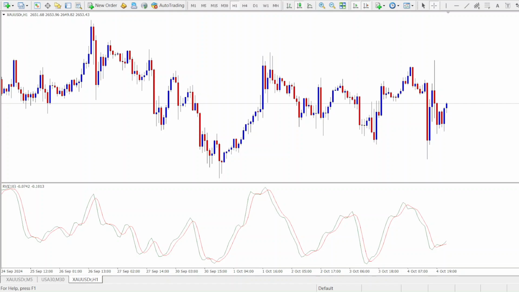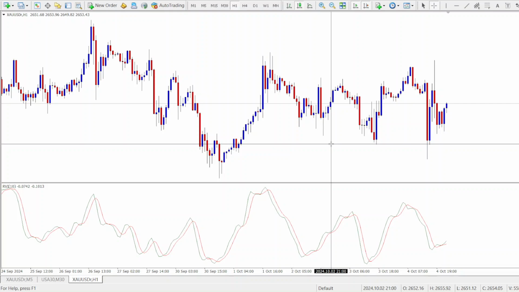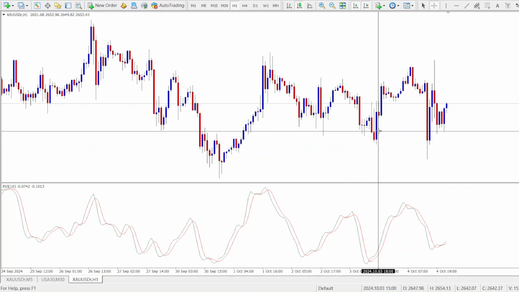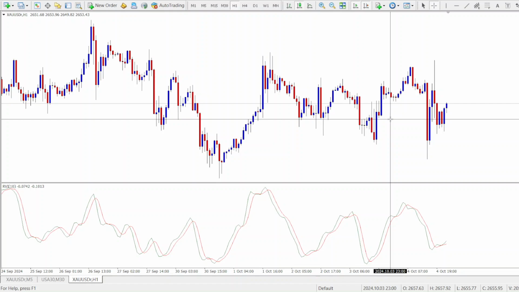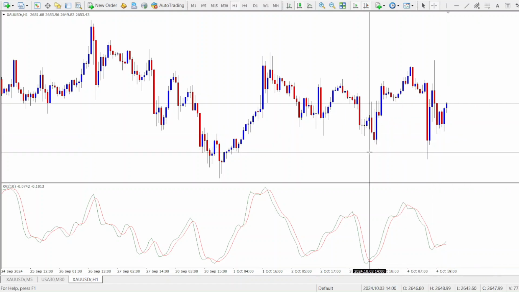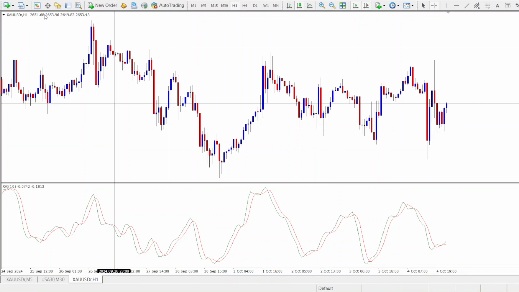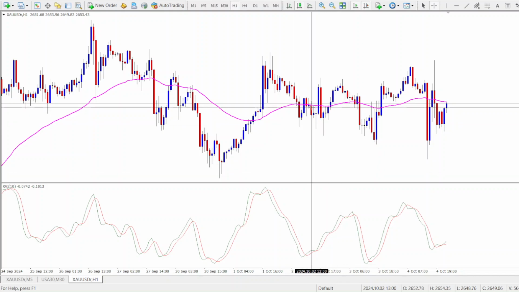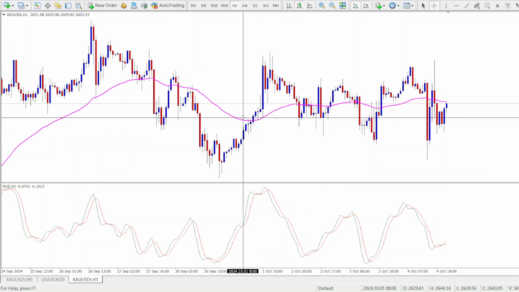Okay, now it is very important for you to know how to avoid false moves. You need to avoid getting caught in false signals or market noise. So in order to do that, you need to try as much as possible to confirm your signals with other indicators. For example, we can decide to use the moving average as extra confirmation. Let me just change this to a lower period.